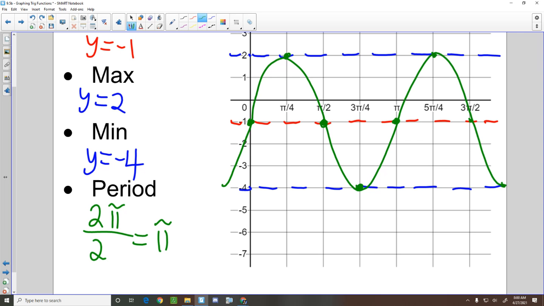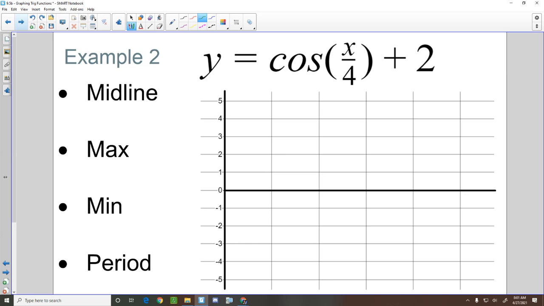All right, that's your sine wave. Pretty great, right? So simple. Are you feeling okay with sine? All right, let's try a cosine wave next. Example 2.